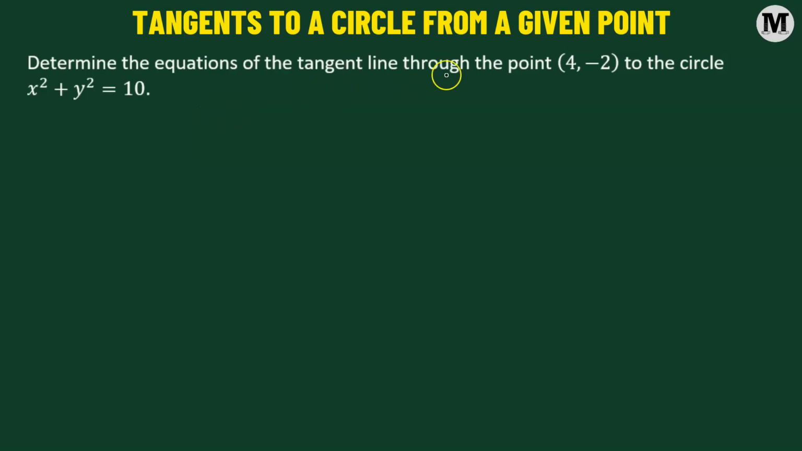Determine the equations of the tangent lines through the point (4, -2) to the circle x² + y² = 10. Let us begin. So we'll start with the tangent line. Let the slope of the tangent line be m, and it passes through the point (4, -2).